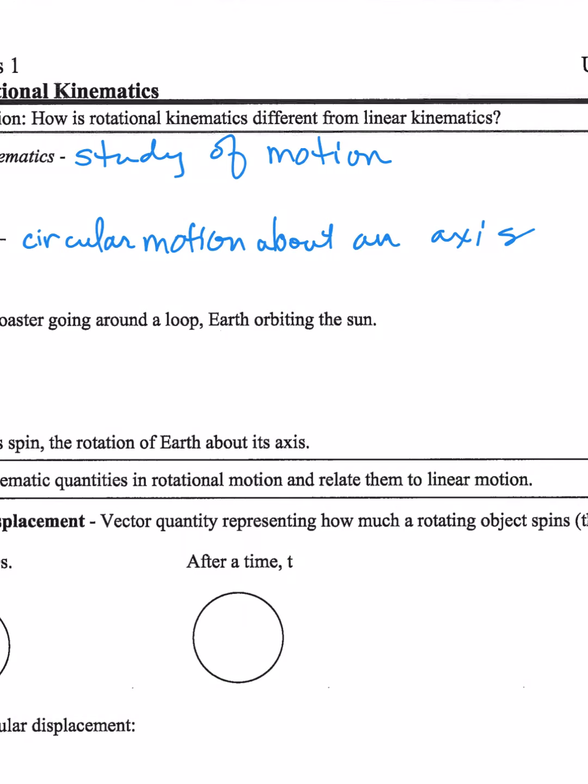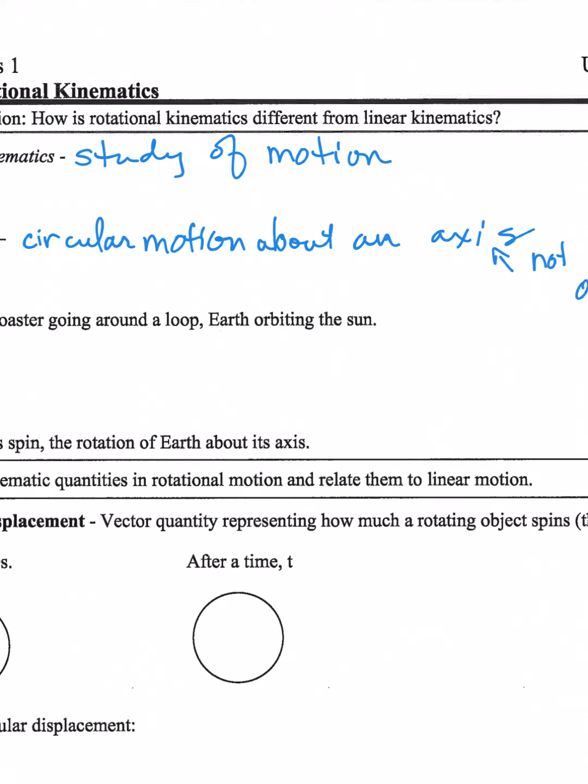Roller coaster going around a loop. Earth orbiting the sun. Notice it's not about a central axis. It's an axis that is not inside the object. Bug on the edge of a record player going around. Okay?